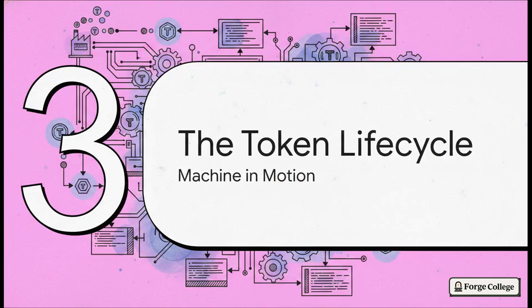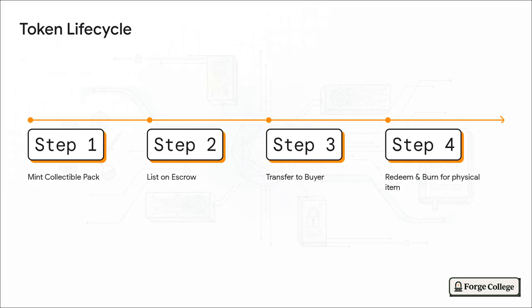Moving right along to Section 3, the token lifecycle. So if we were to trace a digital widget, say a collectible pack, through our patented machine here, it follows this exact chronological path. First, it starts at the assembly line, where it gets minted. Then, it travels down the conveyor belt to the marketplace escrow to be listed. Once a buyer purchases it, the conveyor belt fires right back up to transfer it safely into their wallet. And eventually, when they want to redeem it for a real-world physical item, that digital pack gets tossed straight into the incinerator, fully redeemed and burned.